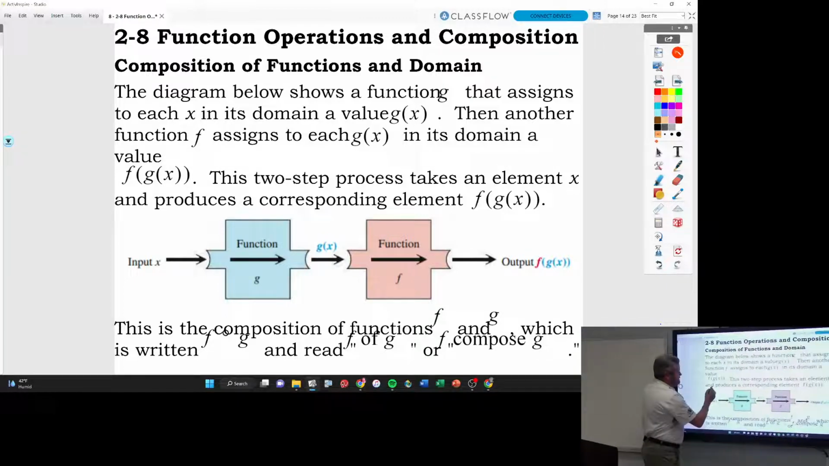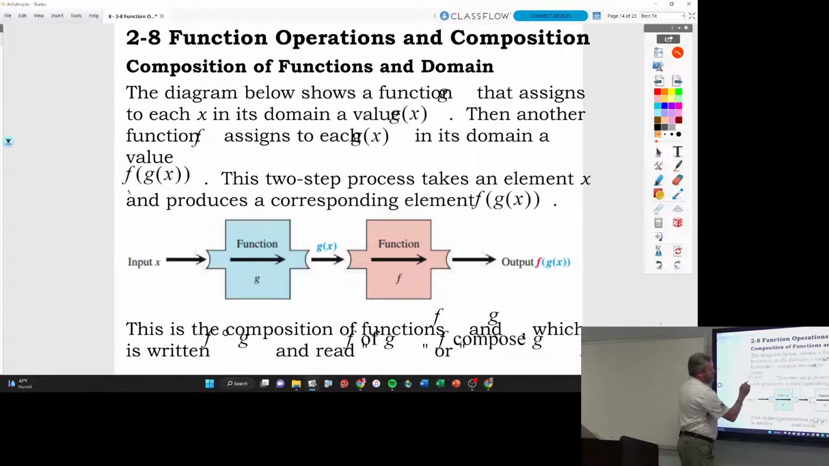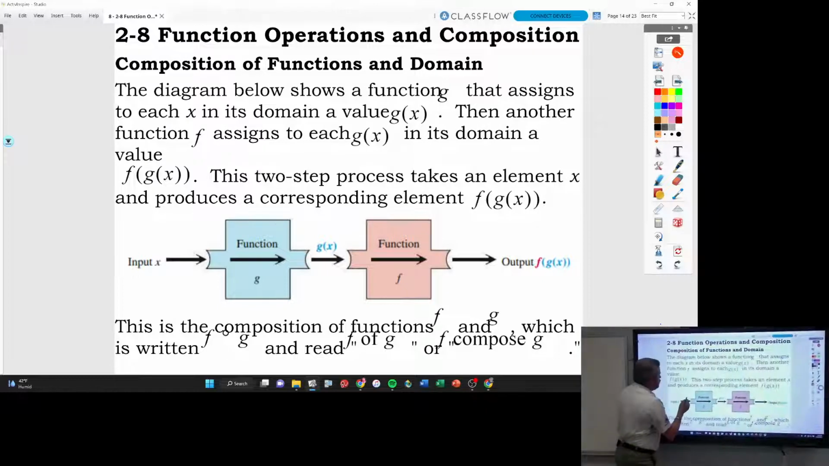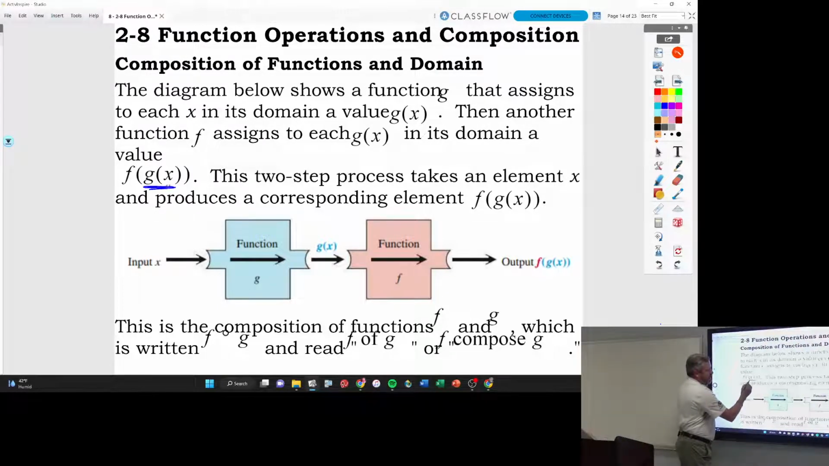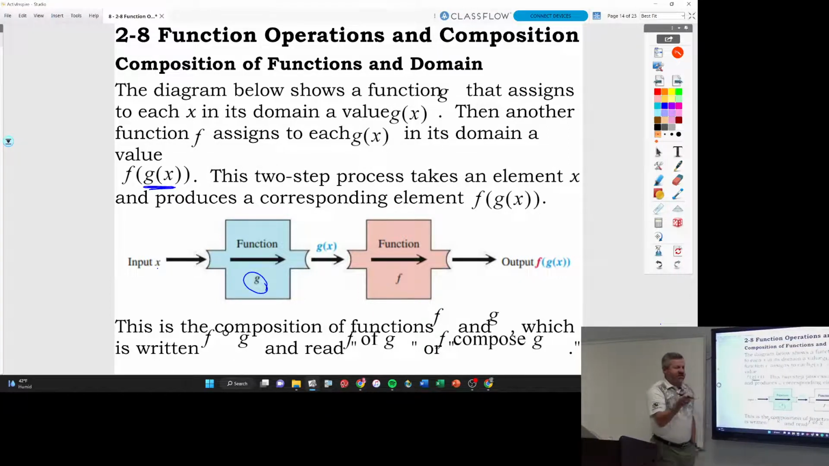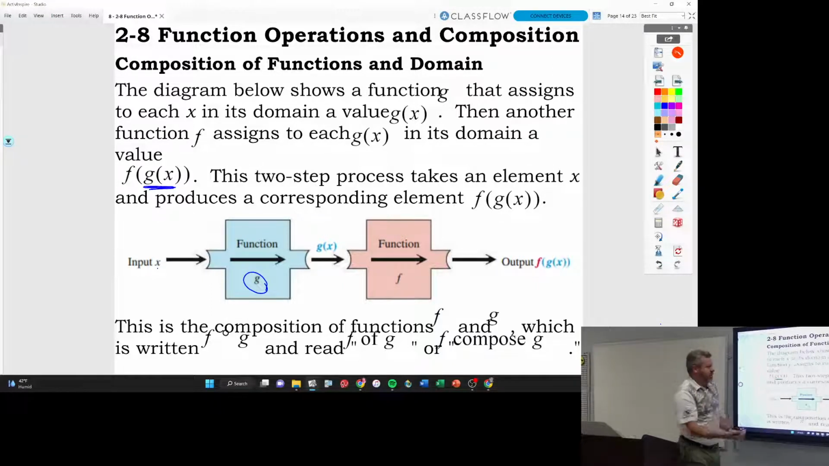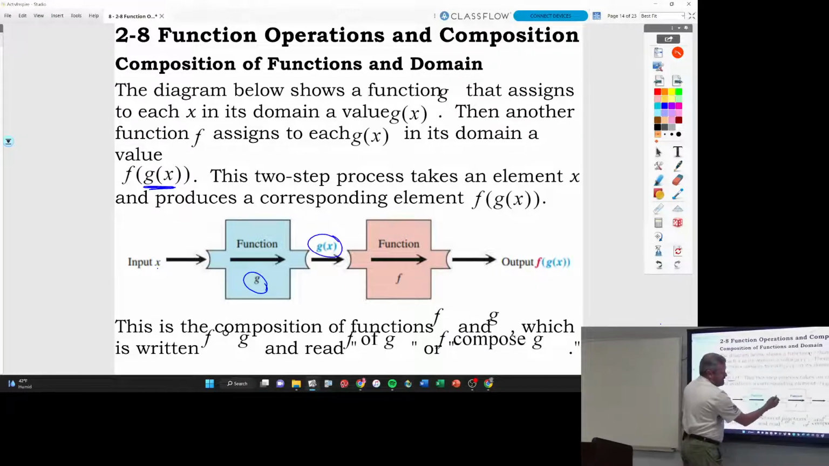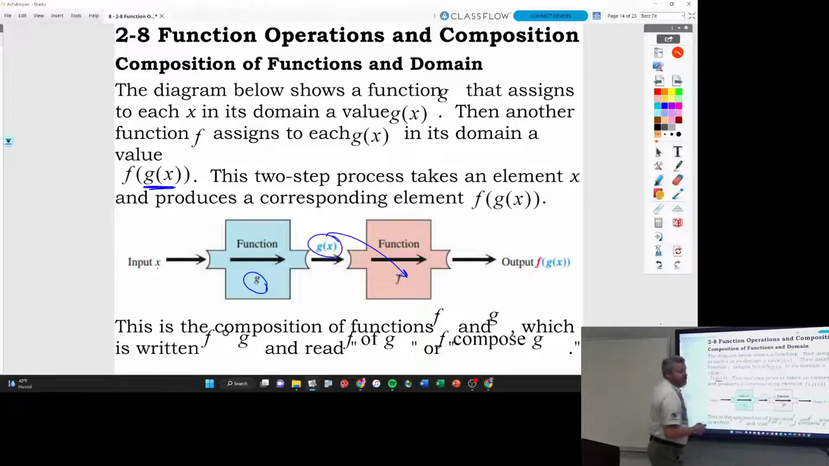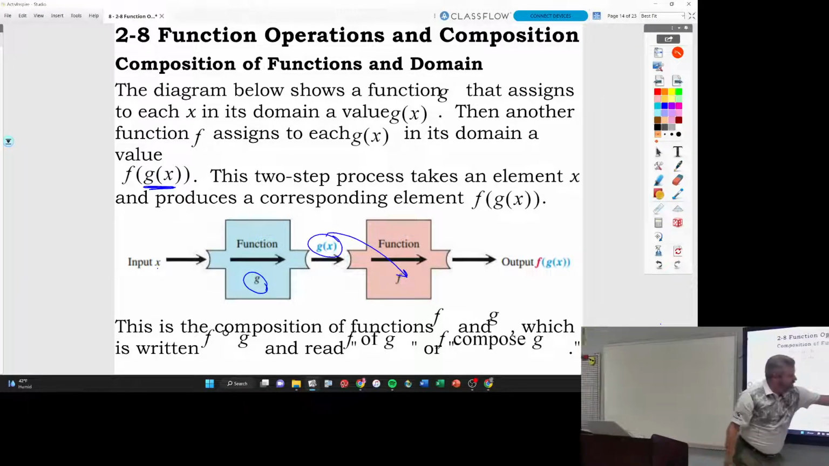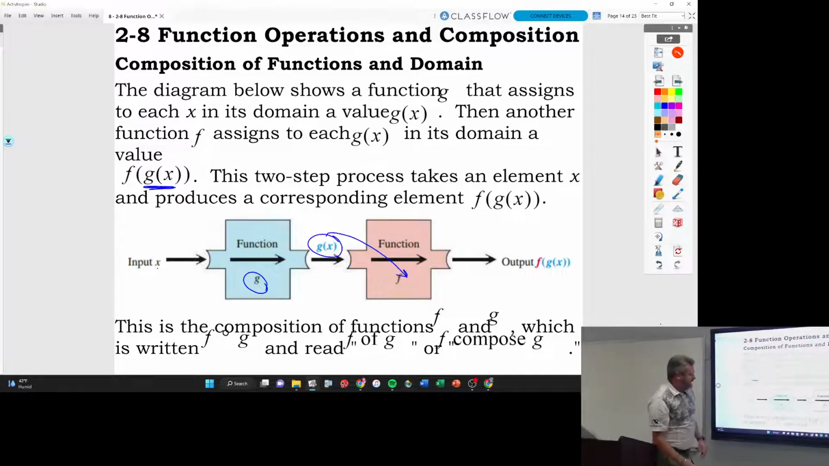If you'll notice, f of g of x, if we follow our order of operations, we're going to work inside out. So that's why the input goes into the g function, because it's on the inside. You evaluate that value of x, you get some answer. Once you have that g of x value, that plugs into the f function, and that's why you look at f of g of x, and the output is f of g of x.